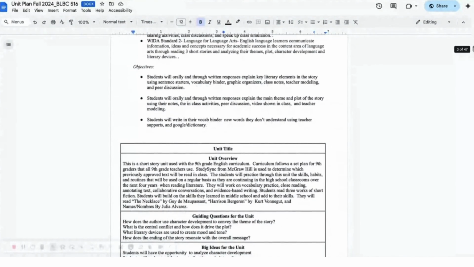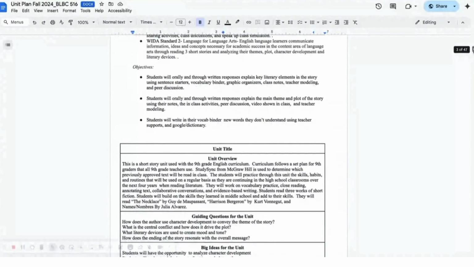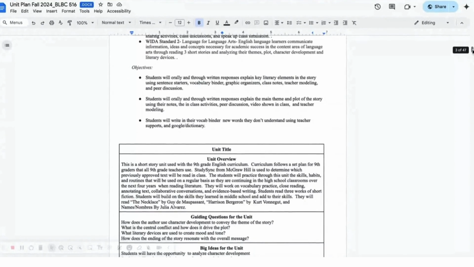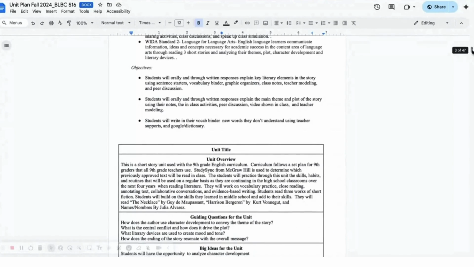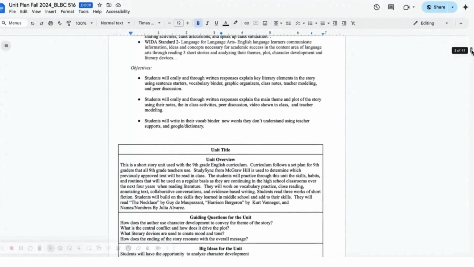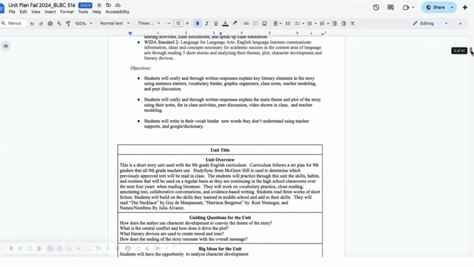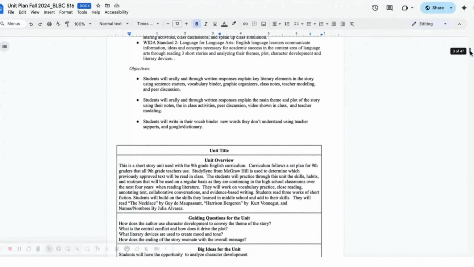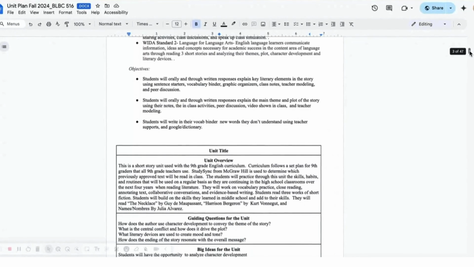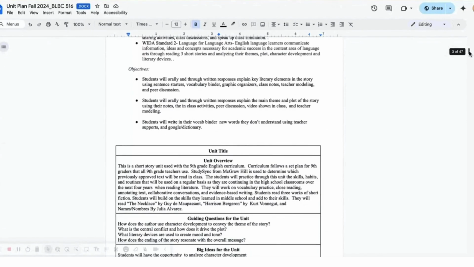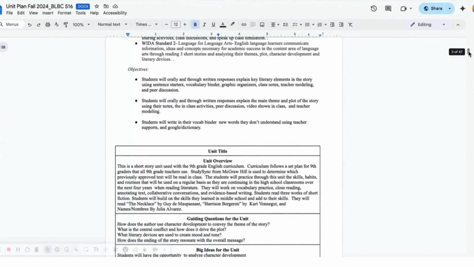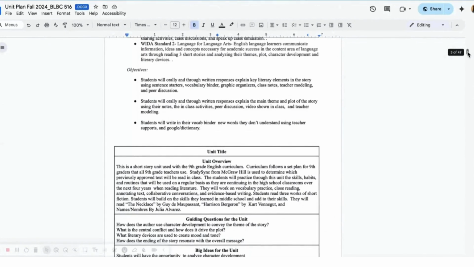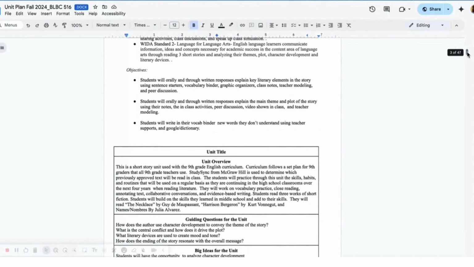And I created some objectives for my students so that they will orally and through written responses explain key literary elements in the story using sentence starters, vocabulary binders, graphic organizers, class notes, teacher modeling, and peer discussion. They'll orally and through written responses explain the main theme and the plot of the story using their notes, class activities, peer discussions, videos shown in class, and teacher modeling. And the students will write in their vocab binder any new words that come up that they don't understand using teacher supports and Google in the dictionary.